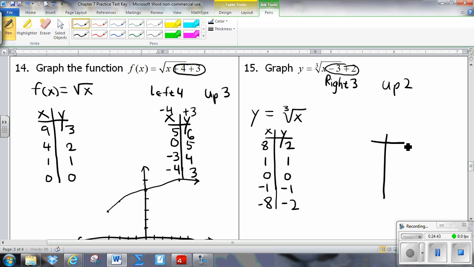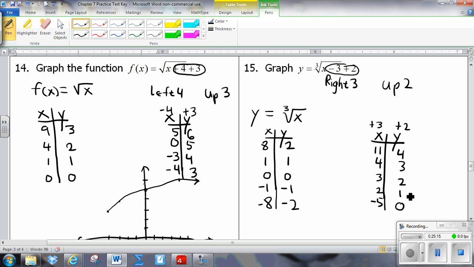So let's shift this thing over. So x and y. That's going to be right 3, so +3, up 2, so +2. So you're going to add 3 to all your x values. So that's going to be 11. 1 plus 3 is a 4. 0 plus 3 is a 3. Negative 1 plus 3 is a 2. Negative 8 plus 3 is a negative 5. Okay, going to add 2 onto here. So 4, 3, 2, 1, and 0.